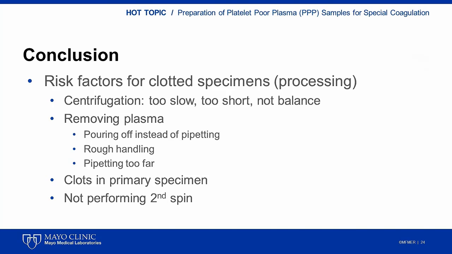Specimens found with a clot either before or after centrifugation must be rejected. The clotting cascade has started. The specimen will continue to form clots, and test results would be potentially misleading. Lastly, not performing the second spin will also leave too many cells remaining in the specimen, and therefore will also be prone to clotting.